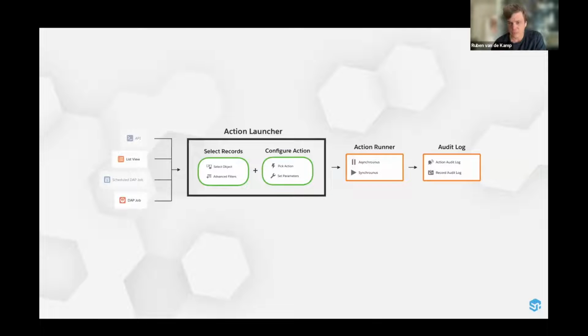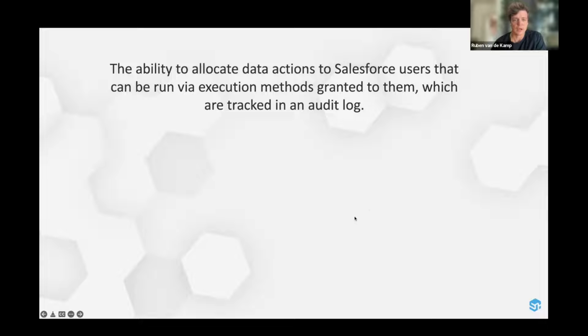In the platform, it's really important to monitor everything that happens. And therefore, we have an audit log. And the audit log allows you to track all the actions that you or your users do with the platform. So everything that changes data, everything that adds something is recorded in an audit log, which we think is really important. So you could say that the data action platform is the ability to allocate data actions to Salesforce users that can be run via execution methods granted to them, which are tracked in an audit log.